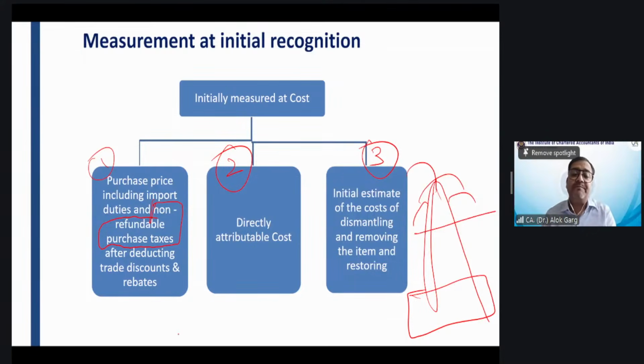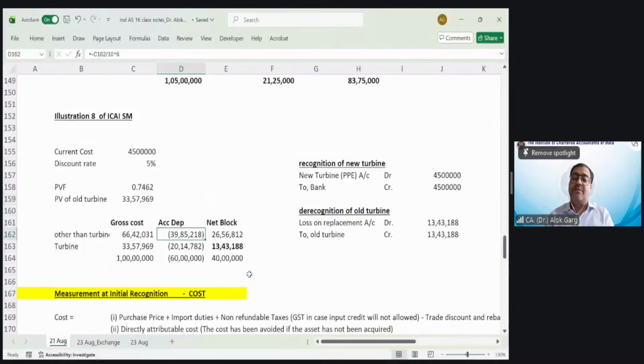Standard says that the initial estimate of the decommissioning and dismantling and removal has to be added to the cost of the asset, added to the cost of the PPE. Now my dear friends, let's understand this entire journey with the help of an example. कैसा रहेगा अगर एक एग्जाम्पल के साथ इन तीनों चीजों को समझें तो? हाउ डू यू थिंक?